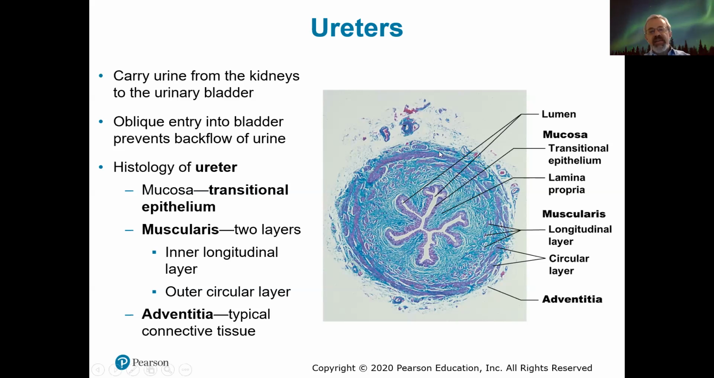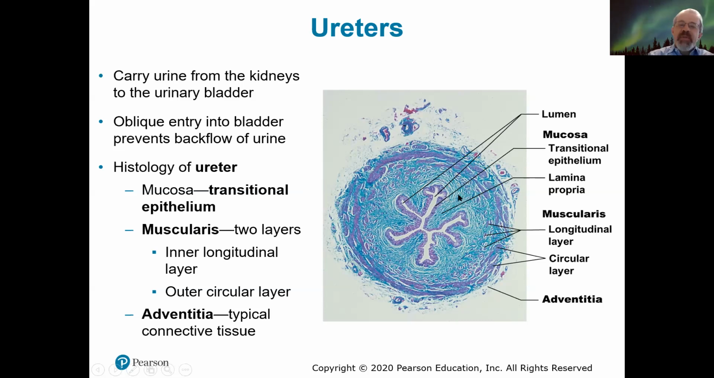This is a section, a photomicrograph of the ureter, showing some of the histology. The histology of the ureter consists of a mucosa, a muscularis, and an adventitia. Those names might sound familiar to you. The mucosa consists primarily of transitional epithelium. You remember that term, transitional epithelium? We spoke about it in the bladder early on in the semester, but it's also found in the ureter.